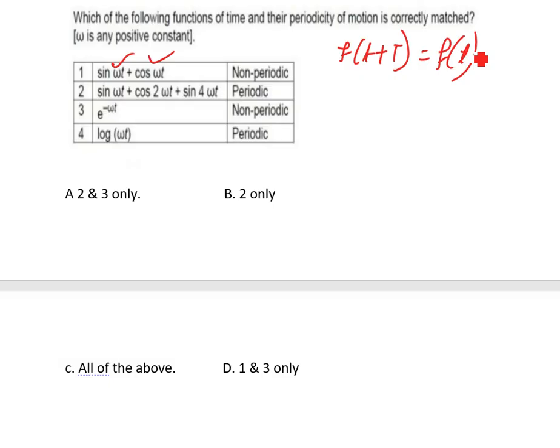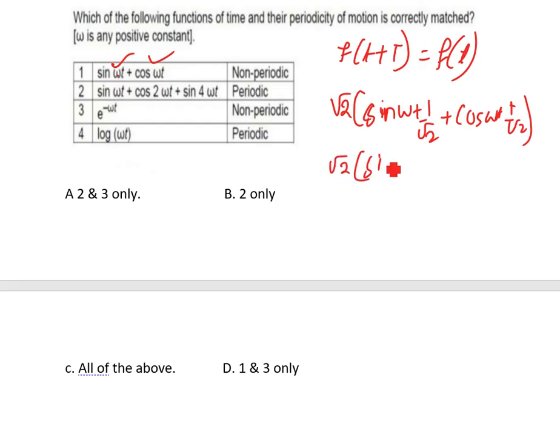So I am just using this one. If I proceed with sin ωt plus cos ωt, I multiply by root 2 here. So root 2 into 1 by root 2 inside. It will be sin ωt into 1 by root 2 plus cos ωt into 1 by root 2. In place of 1 by root 2, I put cos π/4, or 45 degrees. Similarly, plus cos ωt, in place of 1 by root 2, I put sin π/4.